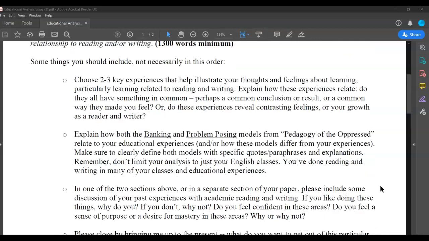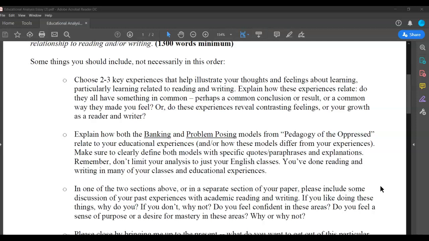The next thing you need in your essay is to explain how both the banking and problem-posing models from Pedagogy of the Oppressed relate to your educational experiences, or how these models differ from your experiences. So if your experiences aren't exactly like what Paulo Freire talks about in his chapter of the book, that's okay. You can just use transitions for comparison and contrast to explain how your experiences somehow relate to those models. You want to make sure, however, to clearly define both models with specific quotes and paraphrases and explanations.